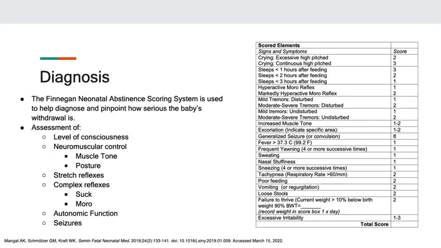As far as the diagnosis goes, healthcare providers use the Finnegan Neonatal Abstinence Scoring System to help diagnose and pinpoint how serious the baby's withdrawal is. The assessment is based on the level of consciousness, neuromuscular control, strength reflexes, complex reflexes, autonomic function, and those seizures that we would see. Also, with the diagnosis, we would often look at whether the mother had received prenatal care or not. If she didn't, then we would automatically do a toxicology screening on her, or if it was done late, we would also do a toxicology screen on her as well, just so that we could see if there's anything in her system.